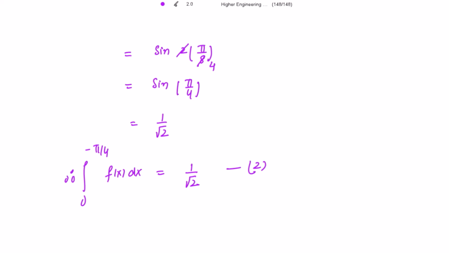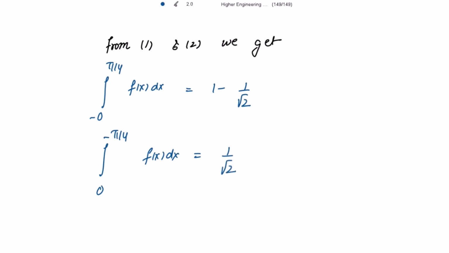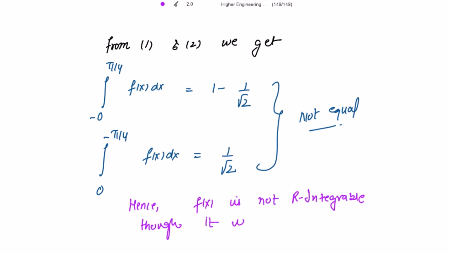So from 1 and 2 we get that the lower Riemann integral, which we have found to be 1 minus 1 by root 2, and the upper Riemann integral equal to 1 divided by root 2, and these two are not equal. The given function is not Riemann integrable even though it is bounded, right?